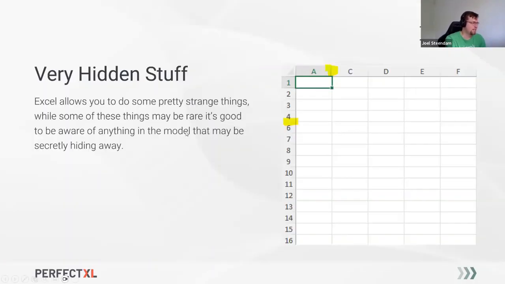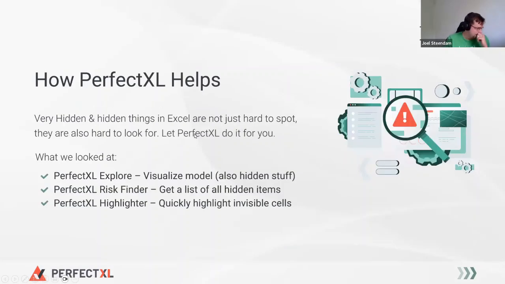Popping back over to the presentation, we covered that Explore visualization, which helps you to spot hidden things and very hidden things, and also to jump to very hidden spreadsheets. We covered the Risk Finder, which gives you an overview of everything that's been hidden in the model in one flat list, and then that highlighter, which quickly highlights anything that might be invisible or hidden in a file.